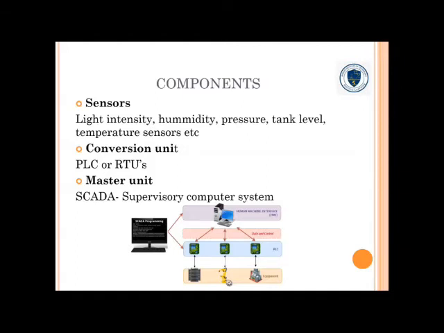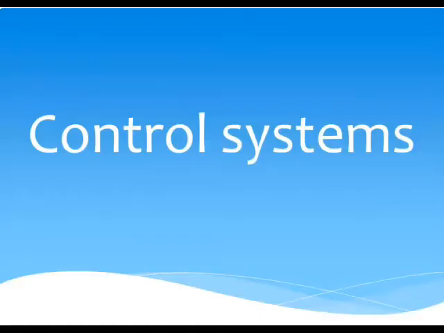Having learnt about SCADA in the previous session, we would have told the importance of control systems. So control system is used for controlling the power in power system. Similarly, control system plays major role in many applications. Before going into control system, let us understand what are all the components present in control system.